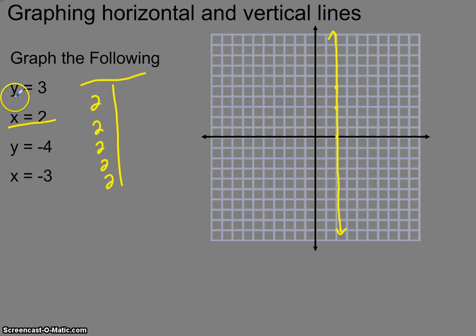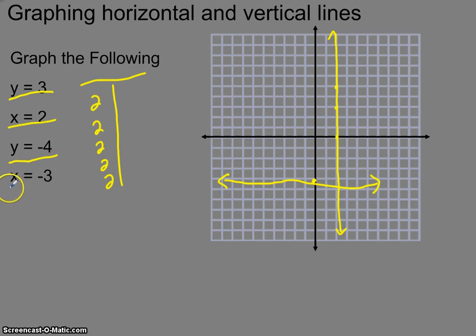Okay, so this graph gives me a horizontal line. This graph gives me a vertical line. Y equals -4, that's going to give me a horizontal line. I just got to find -4. 1, 2, 3, that's -4. I'm going to have a horizontal line going through this point, and again, it's a challenge for me to draw this on this pad.